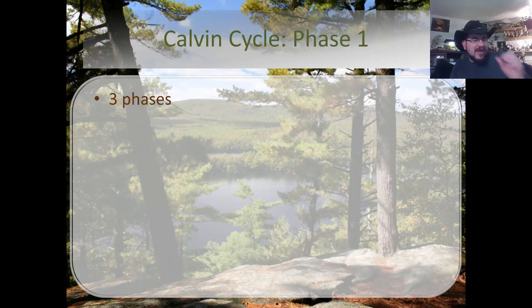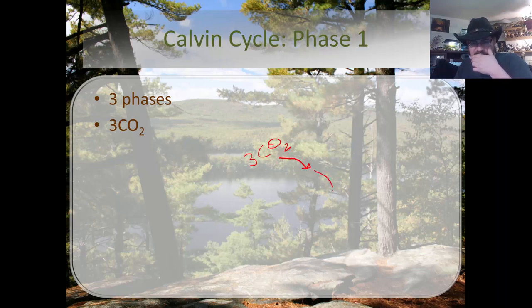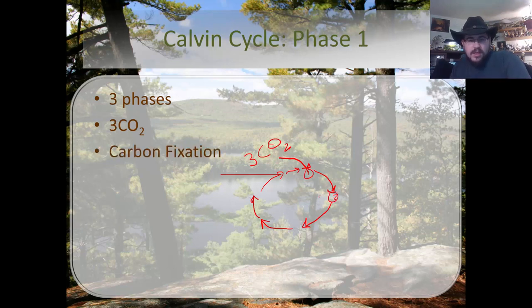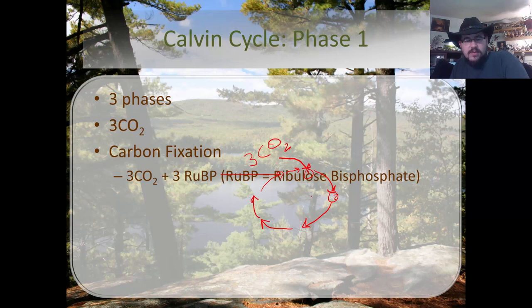There are three phases we'll talk about in the Calvin cycle. And they start off with 3CO2 entering the system. So, this is a cycle of reactions. As long as we're feeding CO2 into the system, these reactions can occur. So we'll feed 3CO2 in. We'll have carbon fixation. And so the first phase we're talking about is carbon fixation.